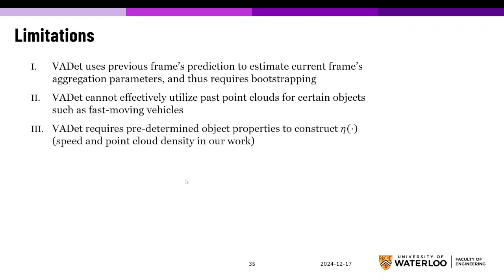And finally, VADet also requires a predetermined function which we call eta. In our work, we specifically focus on the speed and point cloud density properties. But there could also be other properties that we are not testing or haven't thought about to construct our function eta. So in the future, in an ideal situation, eta could be entirely learned without some predetermined properties such as speed and point cloud density that we kind of hand-determined using data analysis.